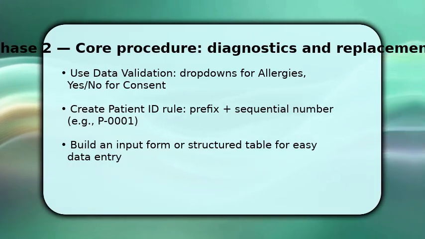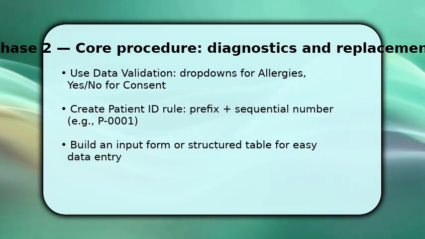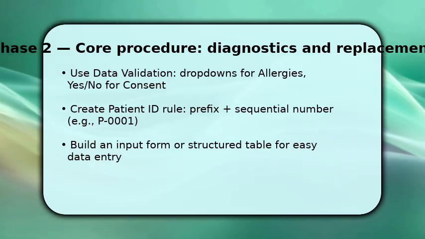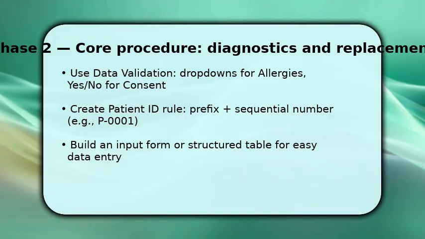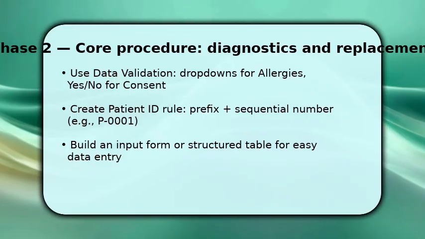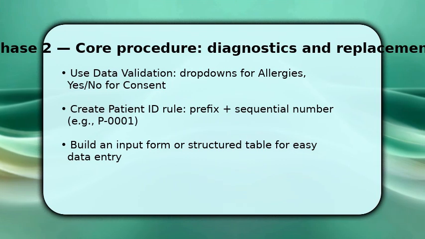This reduces typos. Then implement a patient ID rule, a prefix like P plus a sequential number using text and row formulas so IDs stay unique. Once that's set, convert the range to a table to enable structured references and automatic formatting. Finally, build a simple input form or a user-friendly row template so repeated entries remain consistent.